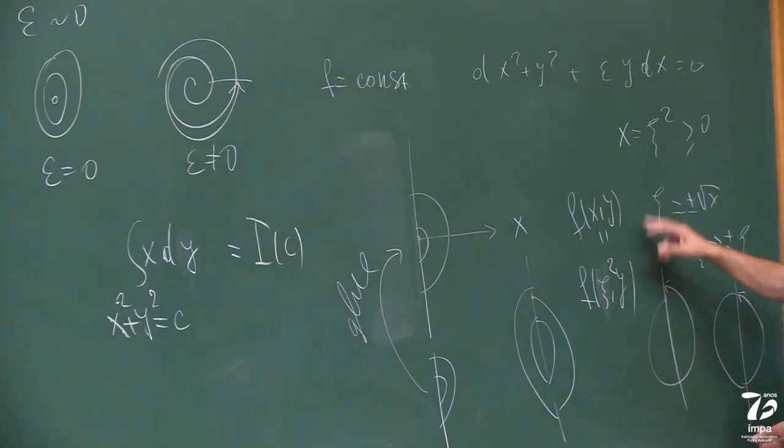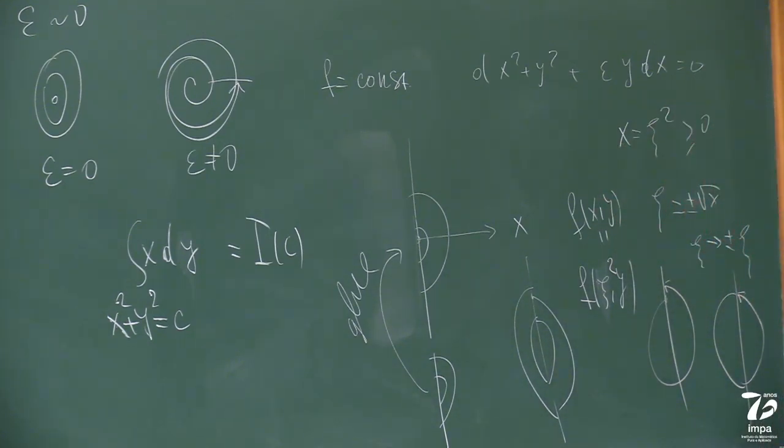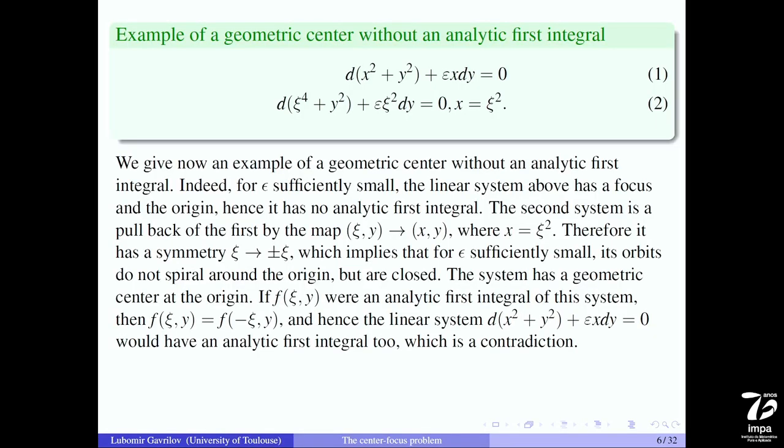And for this reason, we conclude that the function f(x,y) is the first integral of the initial system, which is wrong because we know that it is not a center. It is a focus. It cannot have a first integral. So this is an easy way to produce many other such examples.